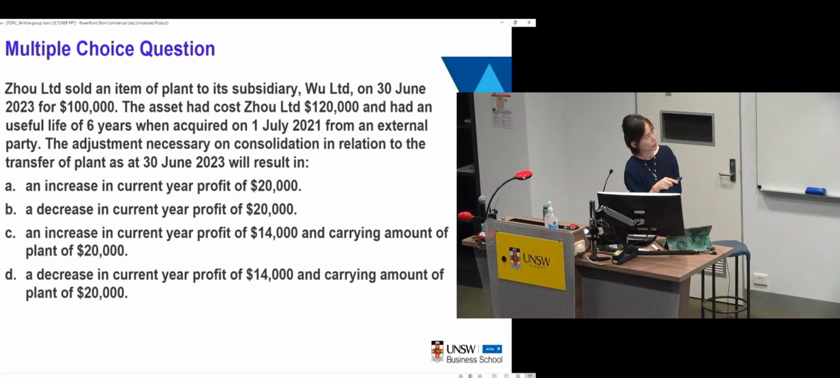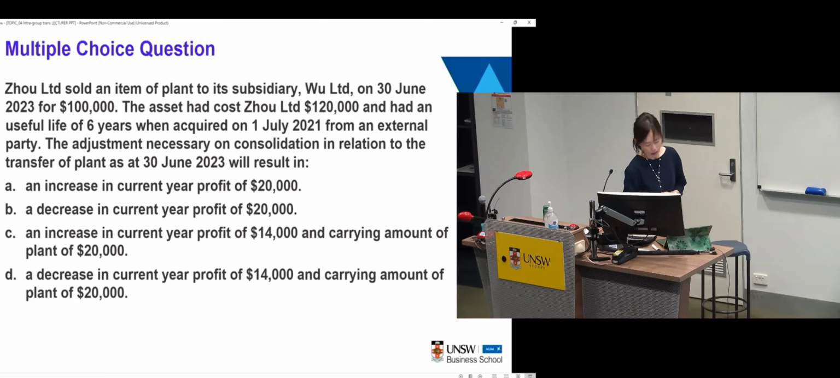Why is that? Because the seller, Joe Limited, sells this item to its subsidiary, Wu Limited, and the intragroup selling price is 100,000. What is the carrying amount of the item sold? That's 80,000. If you use 120,000, that would be wrong, because in that case the seller records a loss on sale, then you might get the right answer, okay? But you don't compare the selling price with the cost, you compare the selling price with the carrying amount on the day of the transfer, okay?